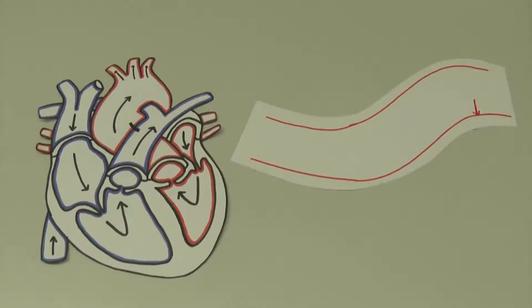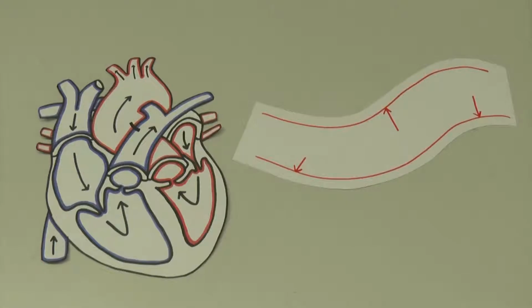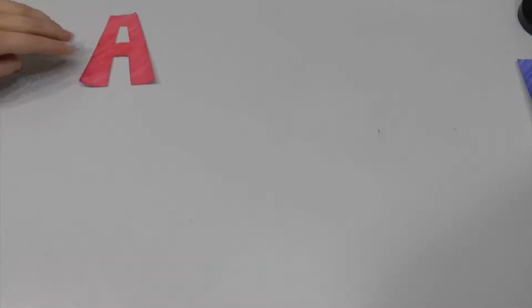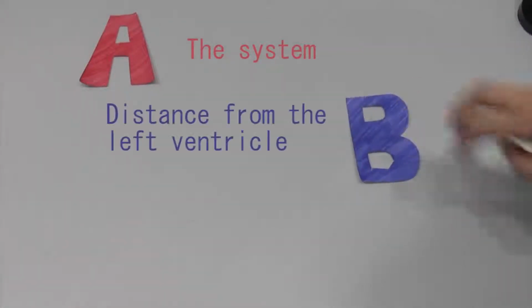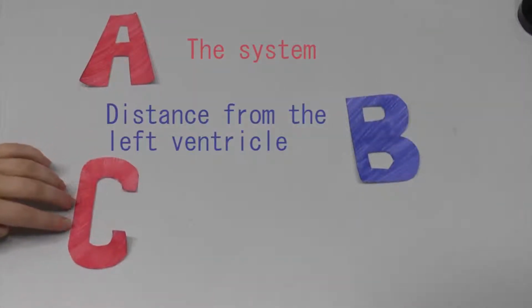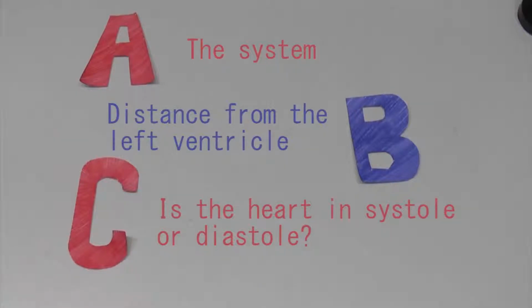Blood pressure is the force, or hydrostatic pressure, that blood exerts against a blood vessel wall, and it varies based on A. the system, B. the distance from the left ventricle, and C. whether the heart is in systole or diastole.